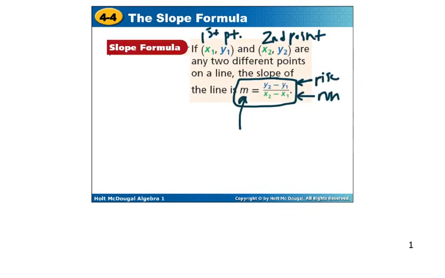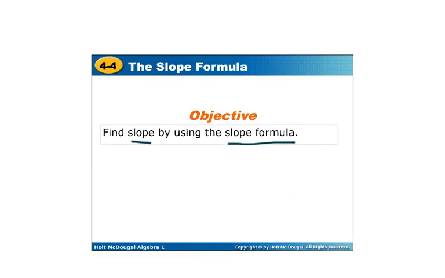All right, so that is our Chapter 4, Section 4 notes on finding slope using that formula, using an equation, and then also potentially from a table, which is a bunch of points as well.